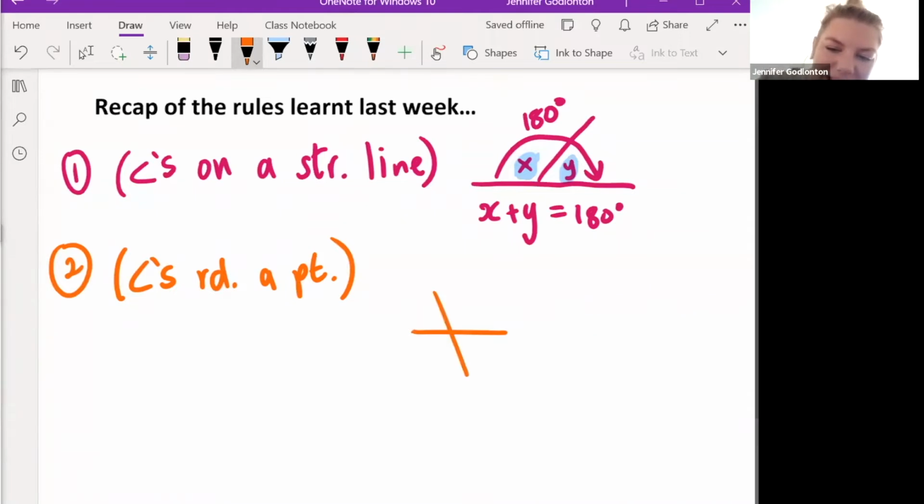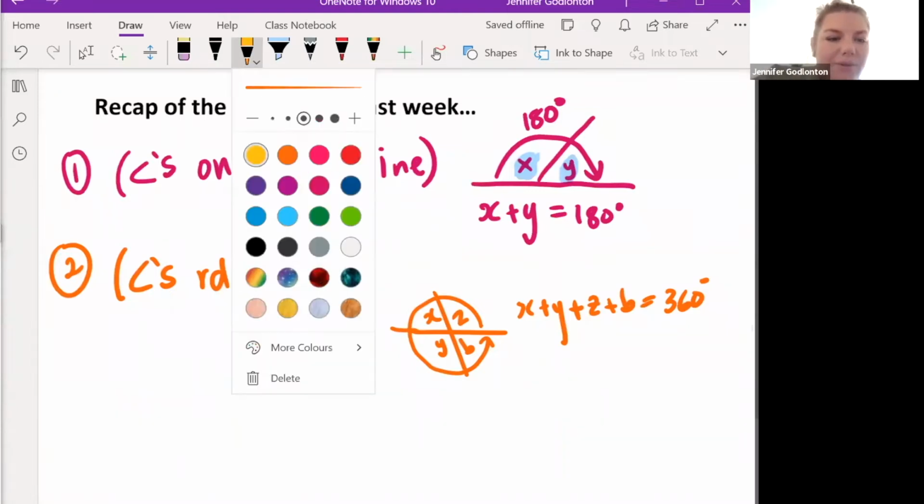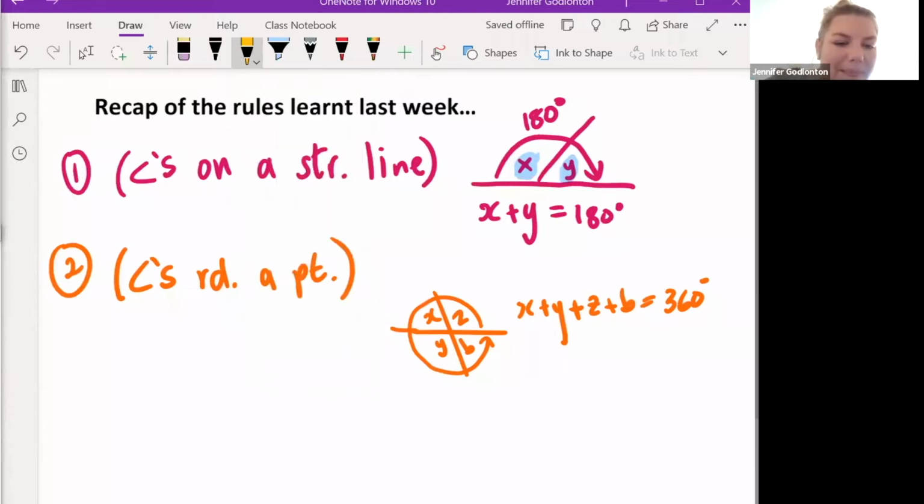Let's try and draw it like this. So if I had X, Y, Z, and B, all of those together need to equal 360. So X plus Y plus Z plus B equals 360 degrees. So that's angles around a point. Nice. Okay. Rule number 3. Tumelo, rule number 3.